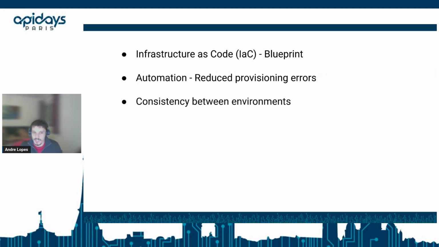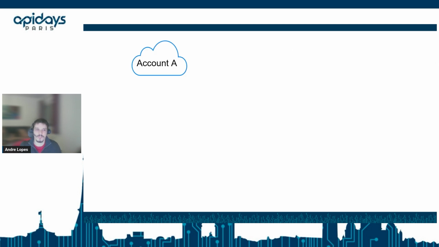And because we remove this factor, we also have consistency between environments. If you want to deploy the same infrastructure across multiple accounts or multiple regions in AWS, as long as the regions support the same resources, you're going to create the exact same architecture, the same infrastructure.